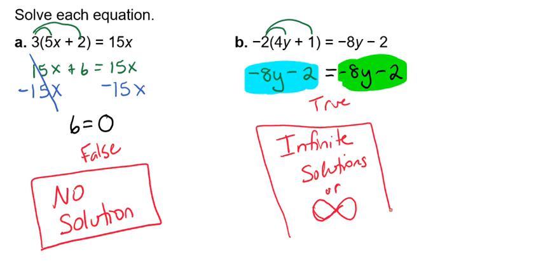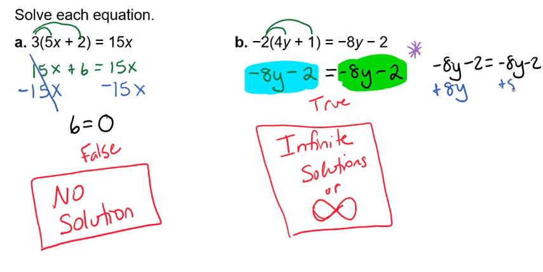Now, what if you don't notice that they're the same? Because sometimes that happens. Well, I'll show you what to do. If you don't notice that they're the same, and you have negative 8y minus 2 equals negative 8y minus 2, you'll see that there's variables on both sides. So you'll still need to move one variable over to the other, and that's going to leave you with negative 2 equals 0 minus 2.